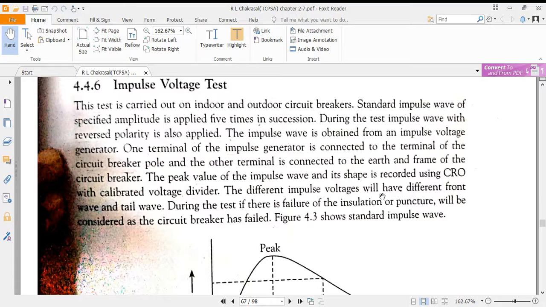And next, from where are we getting the impulse waveform? It is from the impulse voltage generator, which you have witnessed during your HV test, how we generate a very high voltage. That is called an impulse voltage generator. One terminal of the impulse generator is connected to the terminal of the circuit breaker, and the other terminal is connected to the earth. So we would like to test, if I apply an impulse between these, what happens to the circuit breaker.